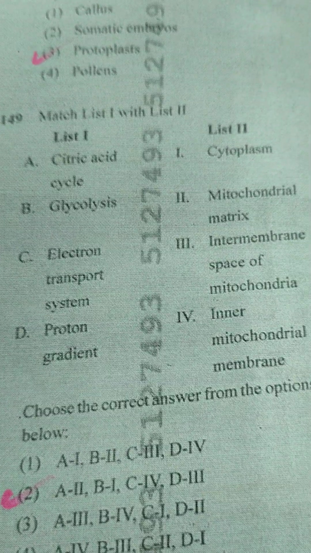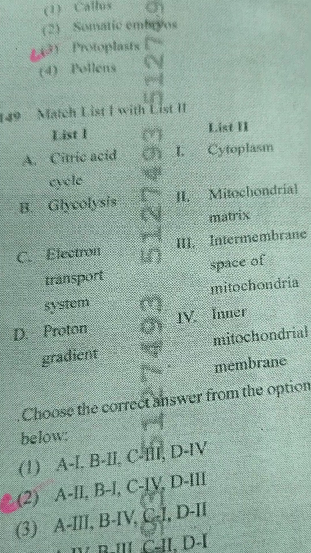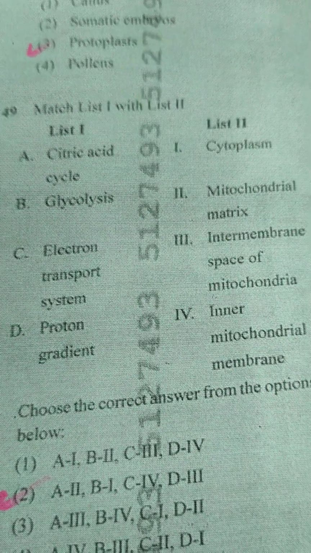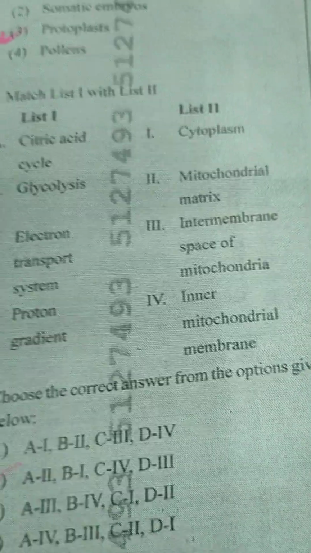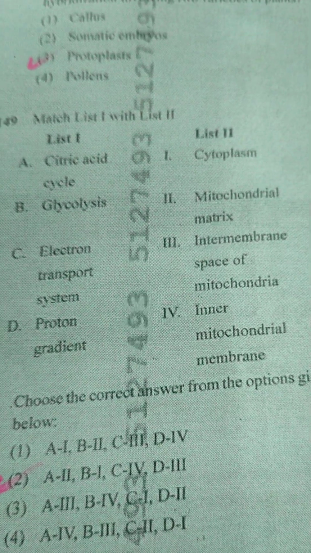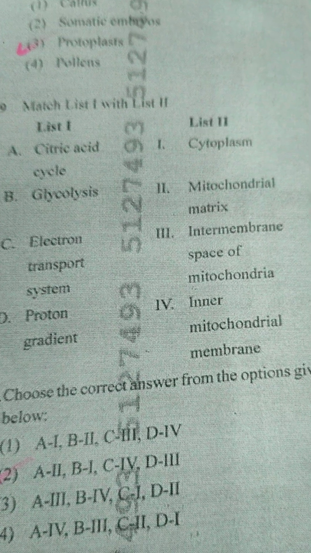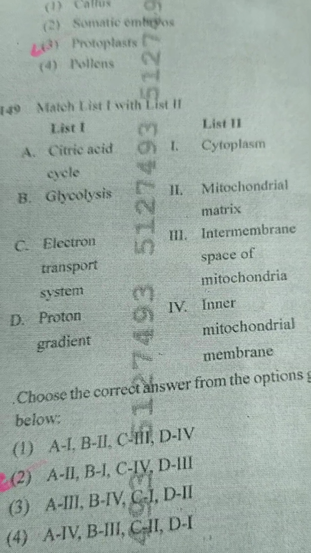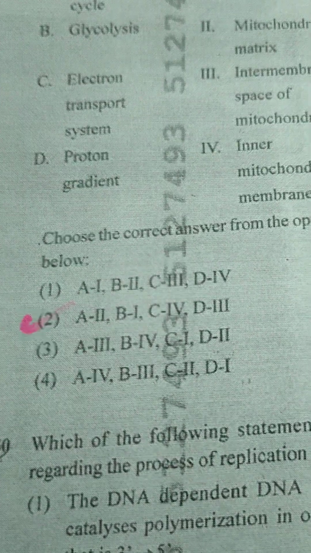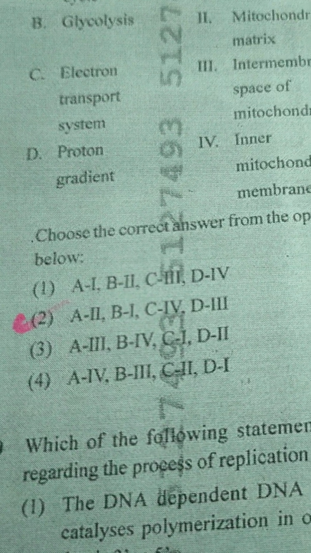Question number 149. List 1: A, citric acid cycle, B, glycolysis, C, electron transport, D, proton gradient. List 2: 1, cytoplasm, 2, mitochondrial matrix, 3, intermembrane space of mitochondria, 4, inner mitochondrial membrane. Correct: 2, A2, B1, C4, D3.